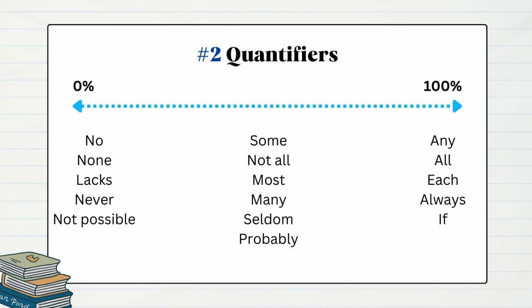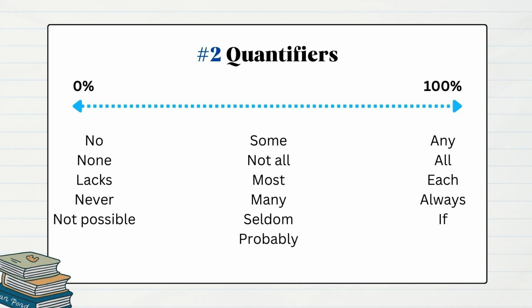Many is a little bit open-ended. It can mean as little as, let's say, 3. It can mean as much as 3,000. Depends on the situation. And then we have seldom and probably. And there's also other words to be mindful of. This is not exhaustive. It's not every possible quantifier, but just some to give you an idea of what they look like. And finally, we have the other extreme.